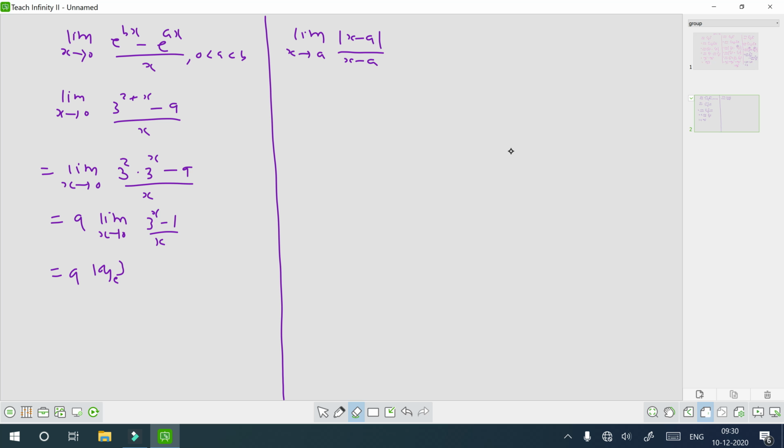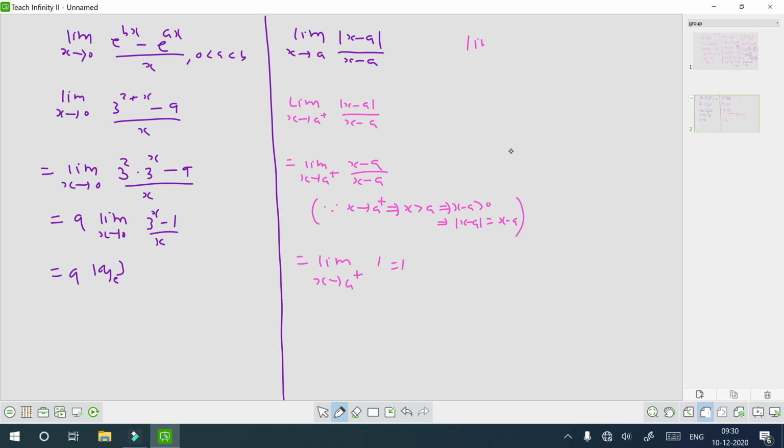Now see, right hand limit. So limit x tends to a plus magnitude of x minus a over x minus a. That is equal to limit x tends to a plus x minus a over x minus a. Why? Because x tends to a plus implies x greater than a, implies x minus a greater than 0, implies magnitude of x minus a is equal to x minus a. That is from the definition of modulus function. So that says that limit x tends to a plus 1, and that is 1. So right hand limit is 1.